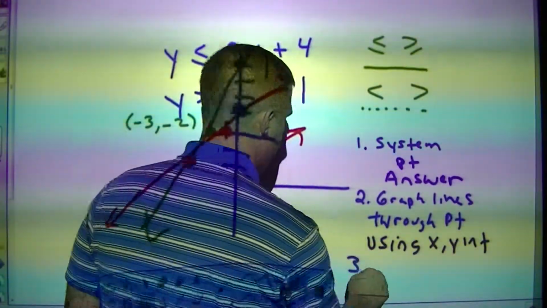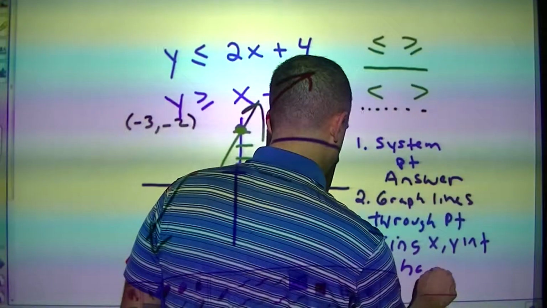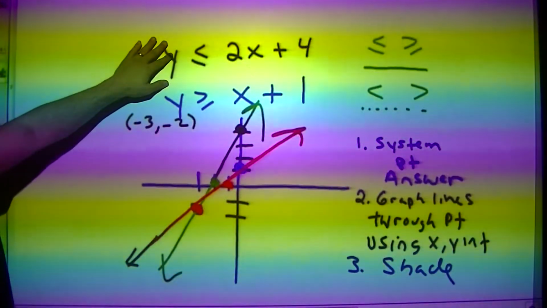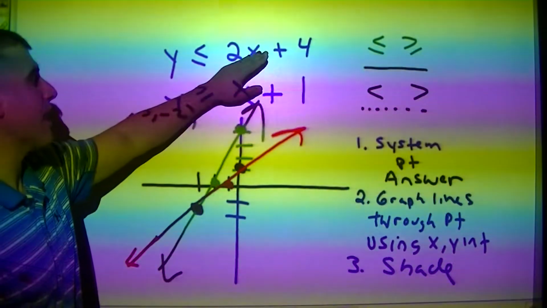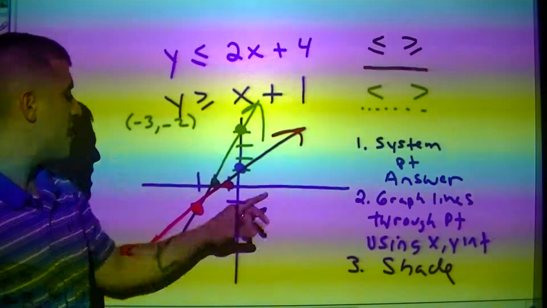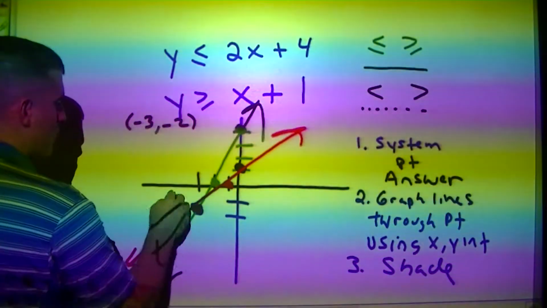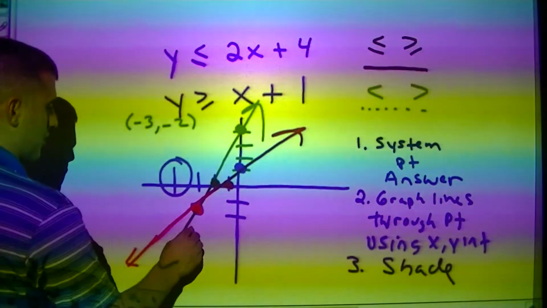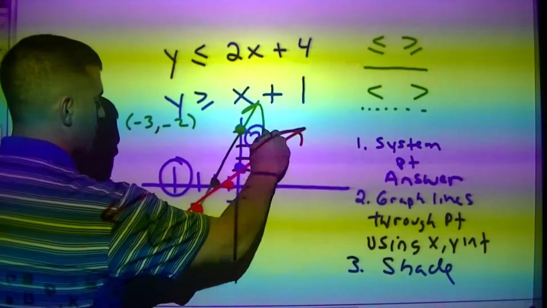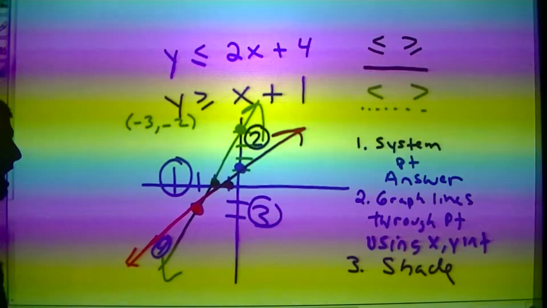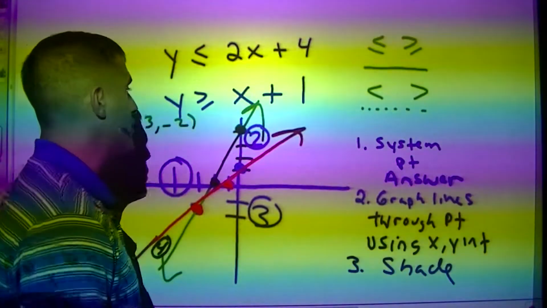Now, step 3, I'm going to shade. This was my first line, y is less than 2x plus 4. If you notice, this intersects right here, and what you create is 4 sections. Section 1, this little section 2, this little section 3, and this section 4. I got to figure out which area I'm going to shade.